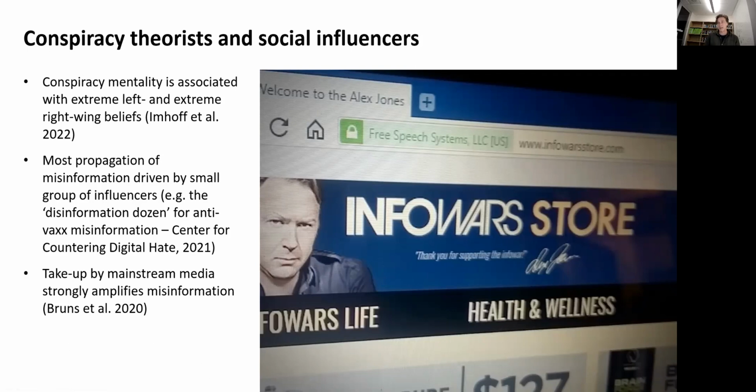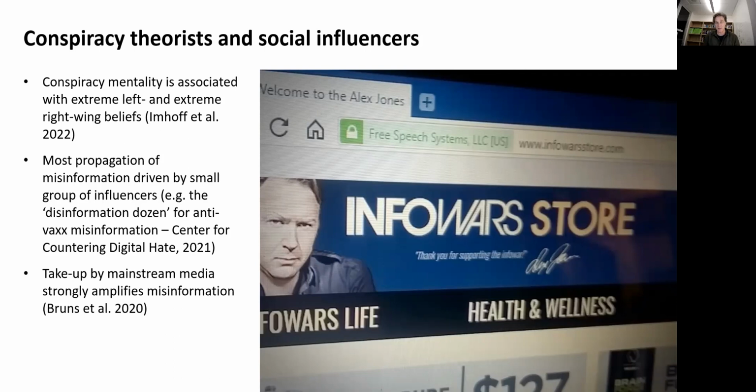Other studies have shown that most propagation of misinformation is driven by a small group of influencers. And this is very important. Most anti-vaccine misinformation is spread, I think it's over 67%, by a group of just 12 people who are most prominent on social media. And a lot of these people make quite a lot of money by propagating these narratives, again, through advertising click-throughs, as we saw at the beginning, or through selling products, for example, as Alex Jones of InfoWars has famously done.